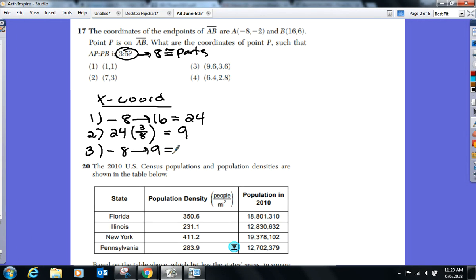So where do you end up on the x-axis? At 1. I guess we can stop, but we don't go halfway here. This might be in a part 2, so let's keep going.